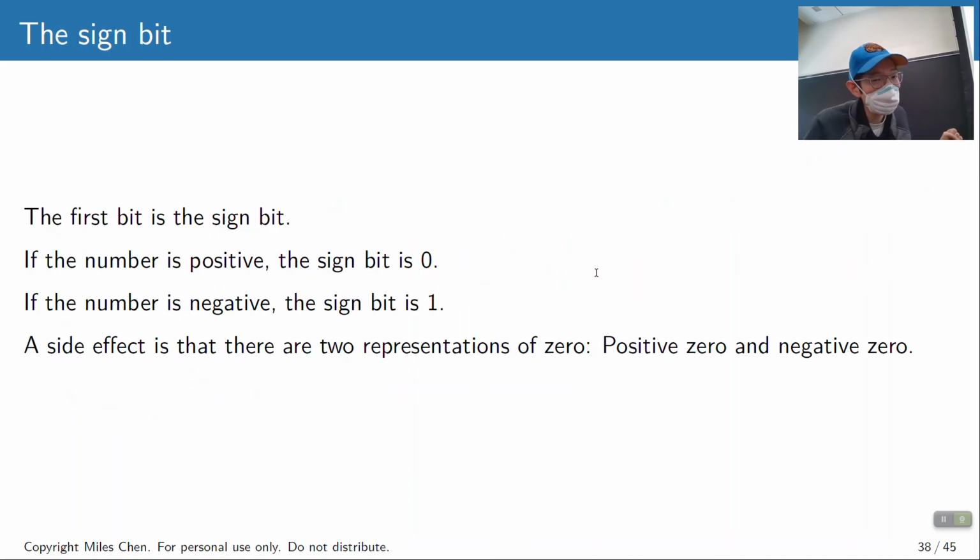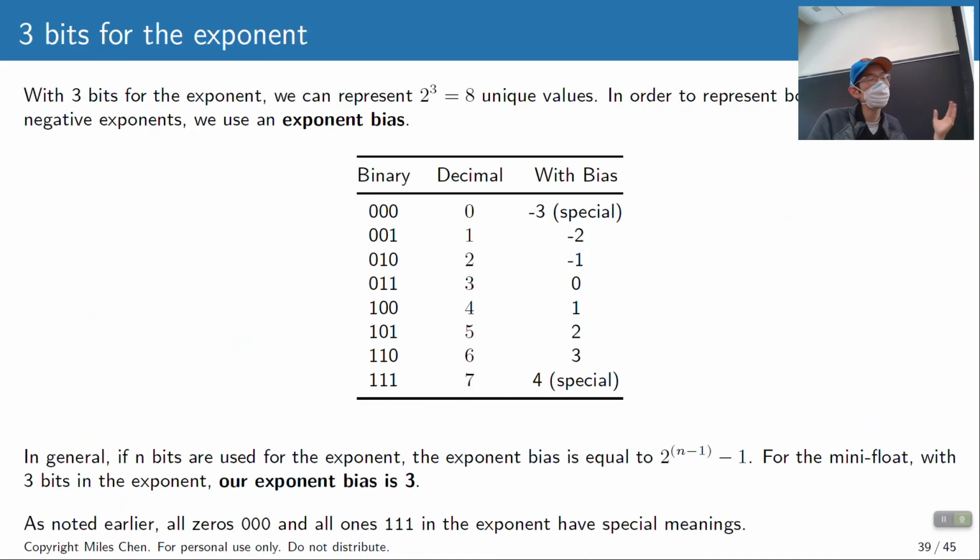So let's think about the exponent for a bit. For the sign, 0 if it's positive, 1 if it's negative. One side effect is you're going to have 2 representations of 0, a positive 0 and a negative 0, but that's fine. We'll deal with that. It's not a big deal.